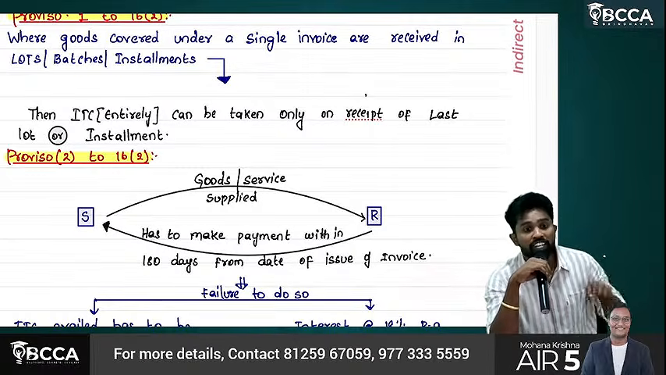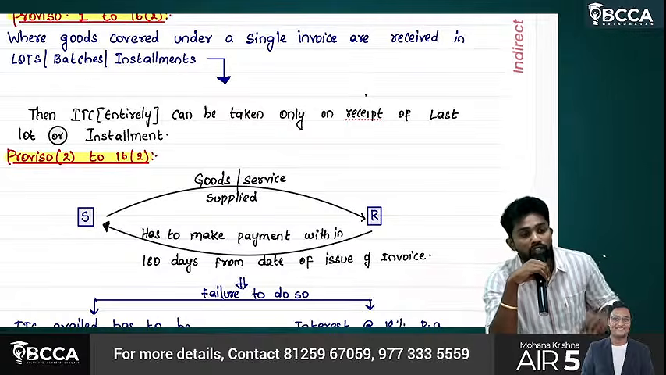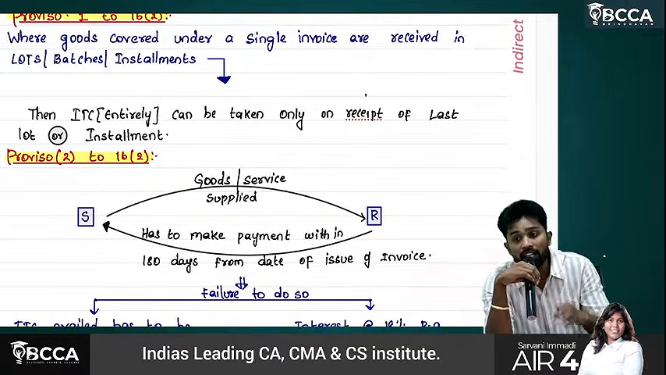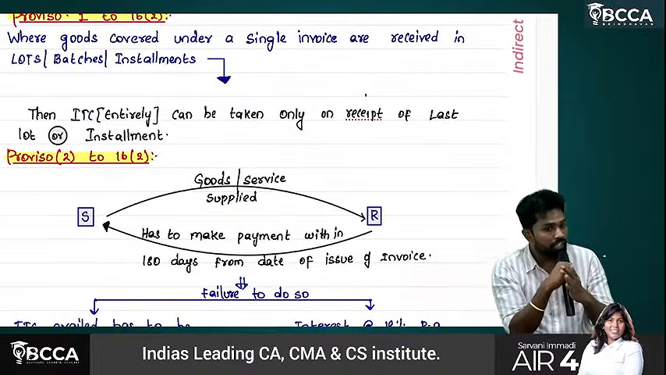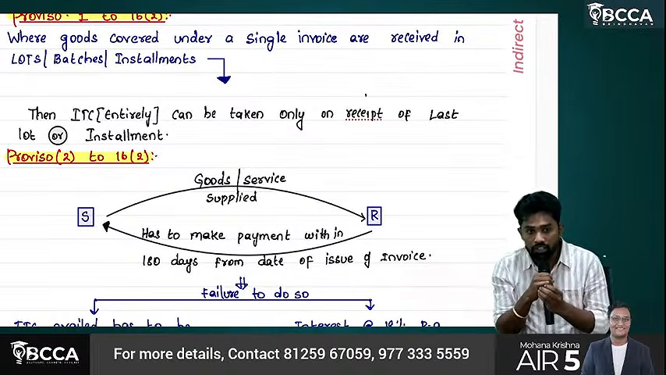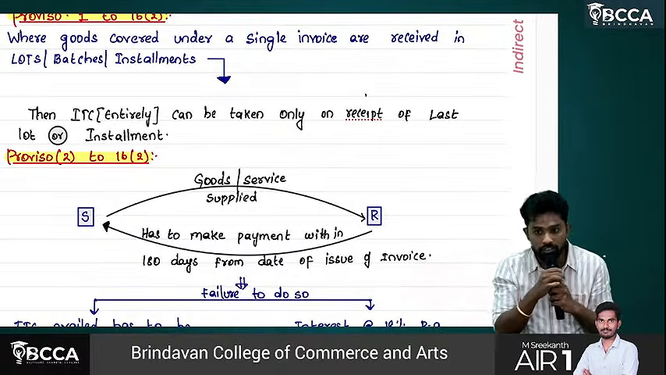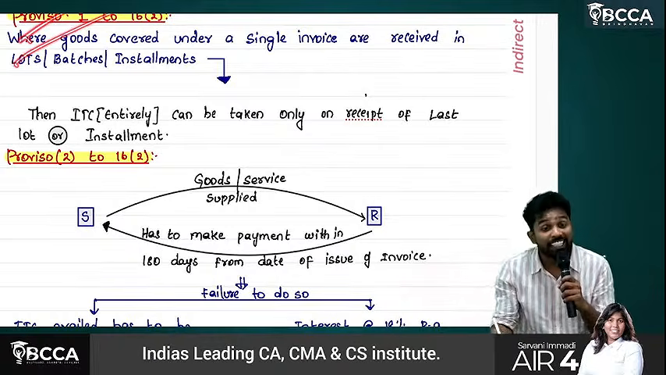Now the question is, when can you avail ITC? You can avail ITC only on receipt of the last lot or last batch or last installment. You cannot avail proportionately. You cannot avail on the first lot itself. Only on receipt of the last lot or last installment can ITC be availed entirely.